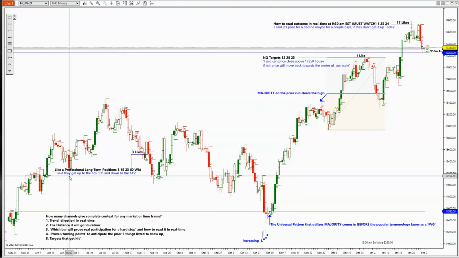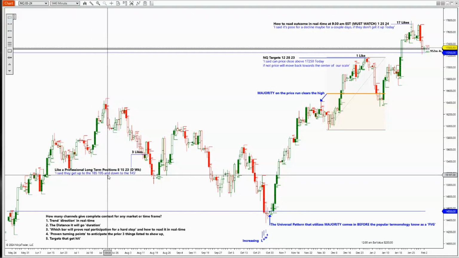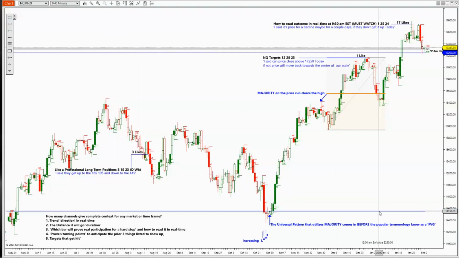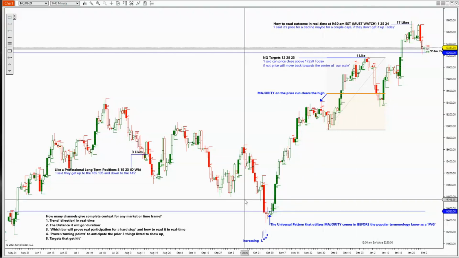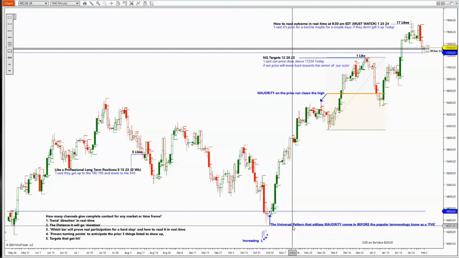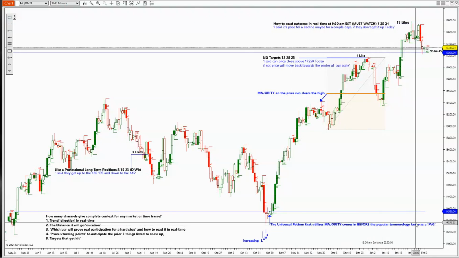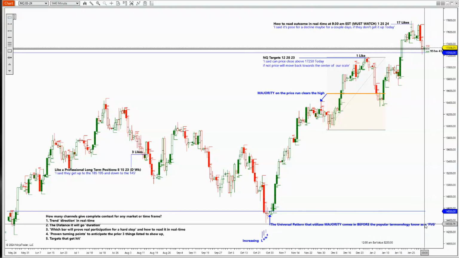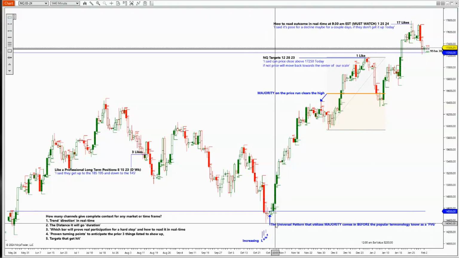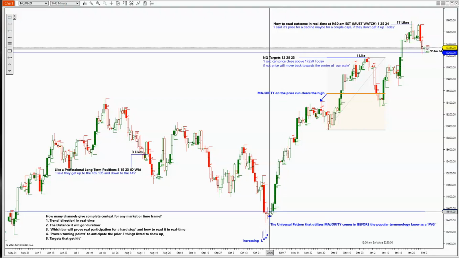All right, I said they can get up to the 18.5, 19.5, and down to the 14.5. Here's 14.5 right here. They turn the corner. Now let's talk about what's down here at this bottom. The universal price action pattern, the universal pattern that utilizes majority, comes in before the popular terminology known as the FVG. So the fair value gap, the stuff that's popular online. So that universal price action pattern, remember, is applicable to all cases.